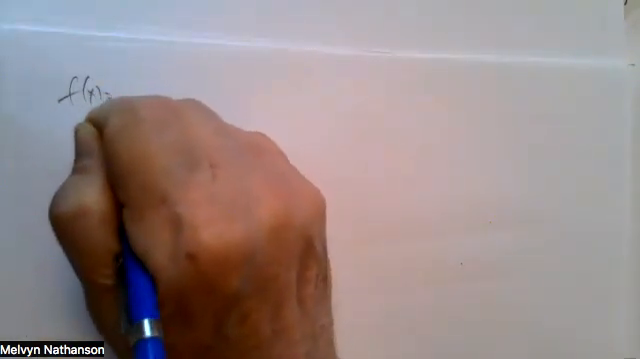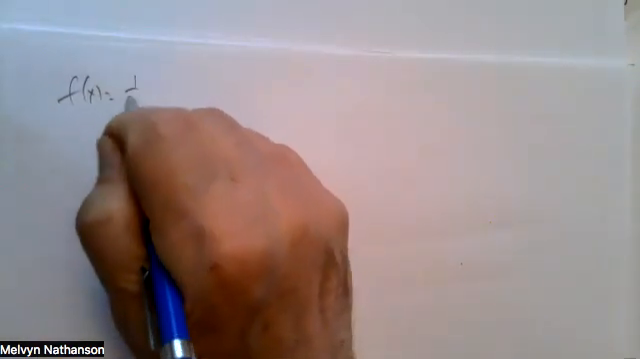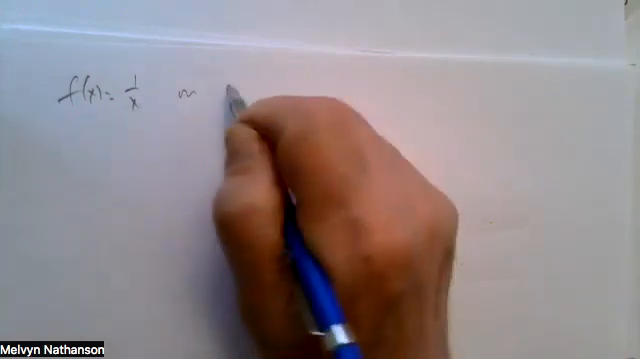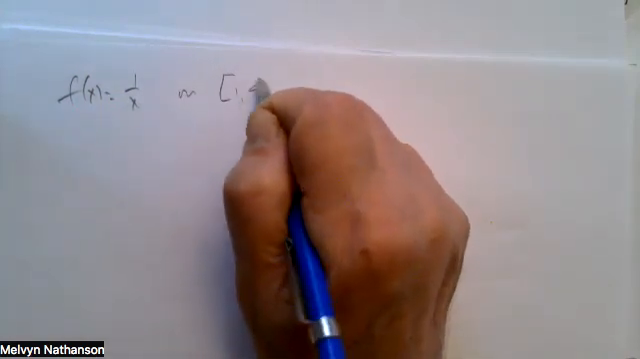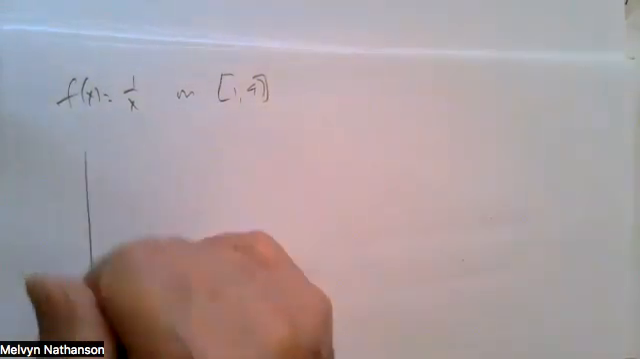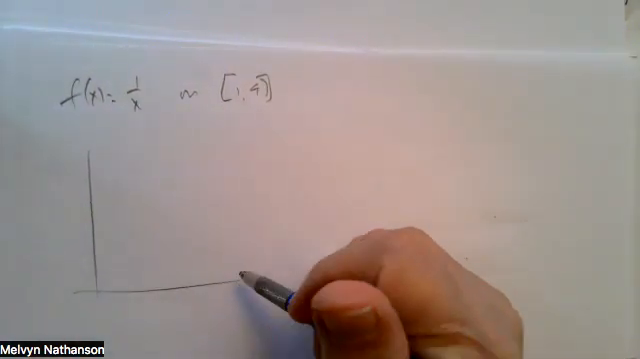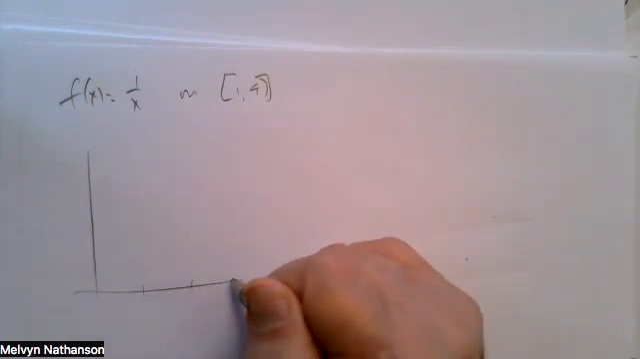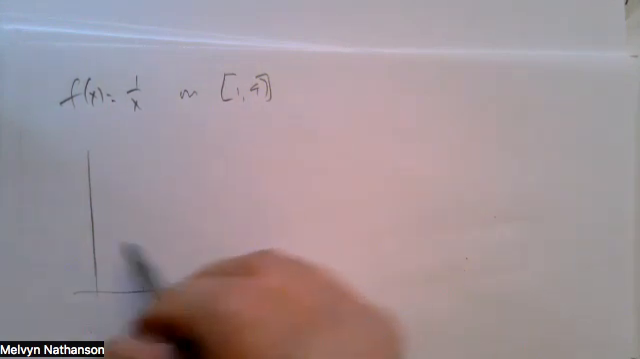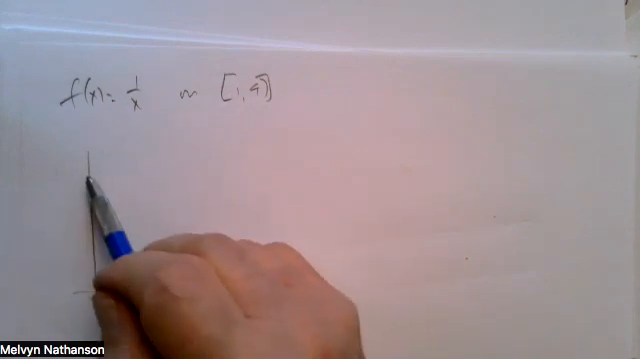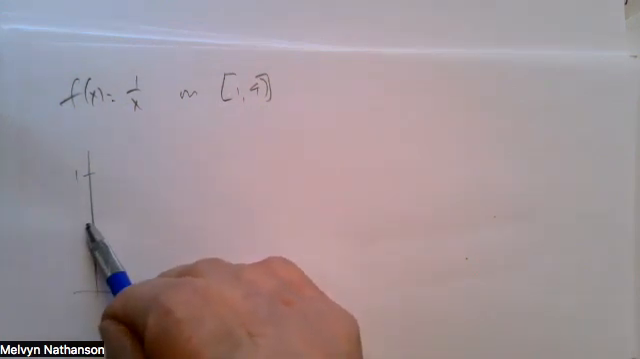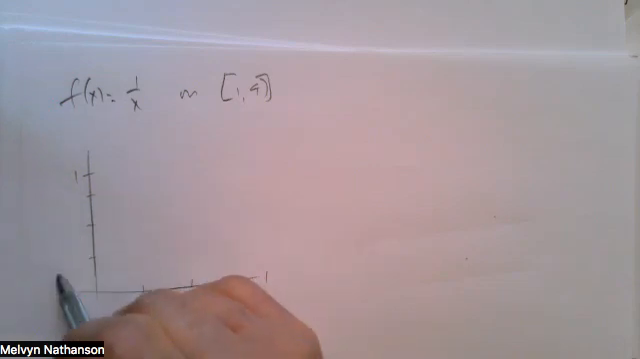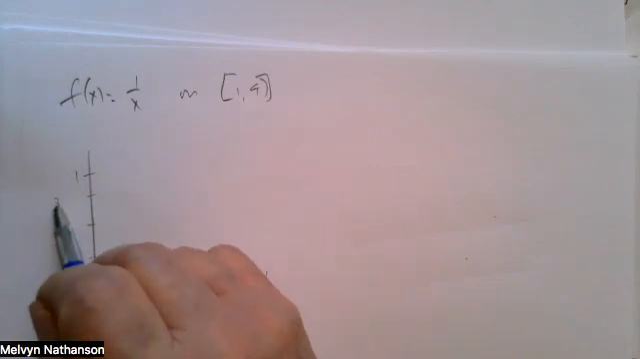Let's try and look at another problem. Suppose f of x is the function 1 over x, and we're looking at this on the interval from 1 to 4. So the graph of this function, exaggerate a little bit. So this is a fourth, a half, 3/4.